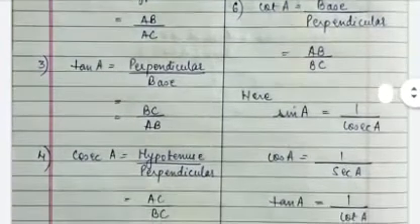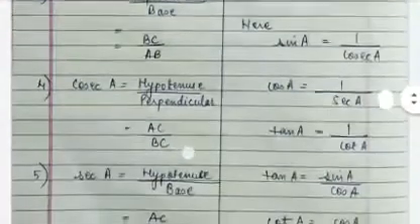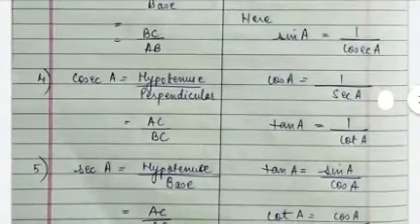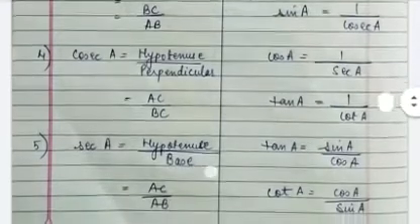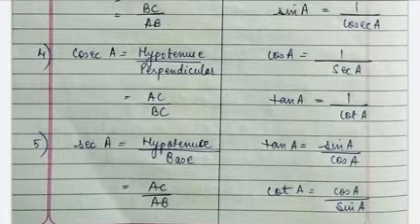The value of cosec A here is hypotenuse upon perpendicular, that is AC upon BC. The value of sec A here is hypotenuse upon base, that is AC upon AB.